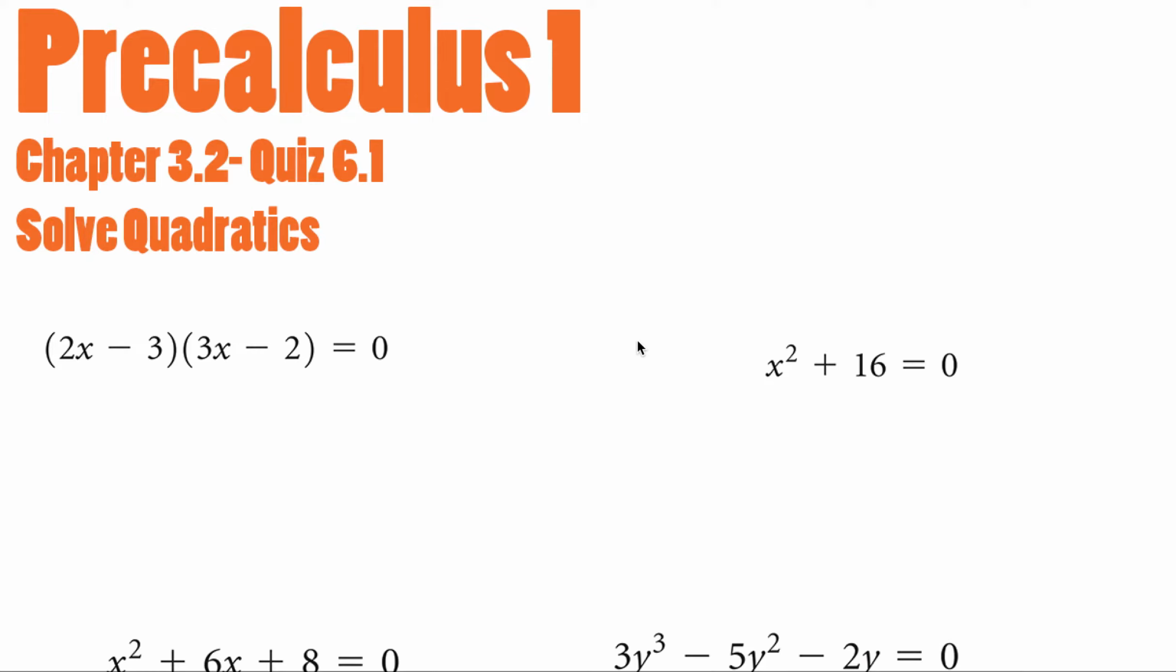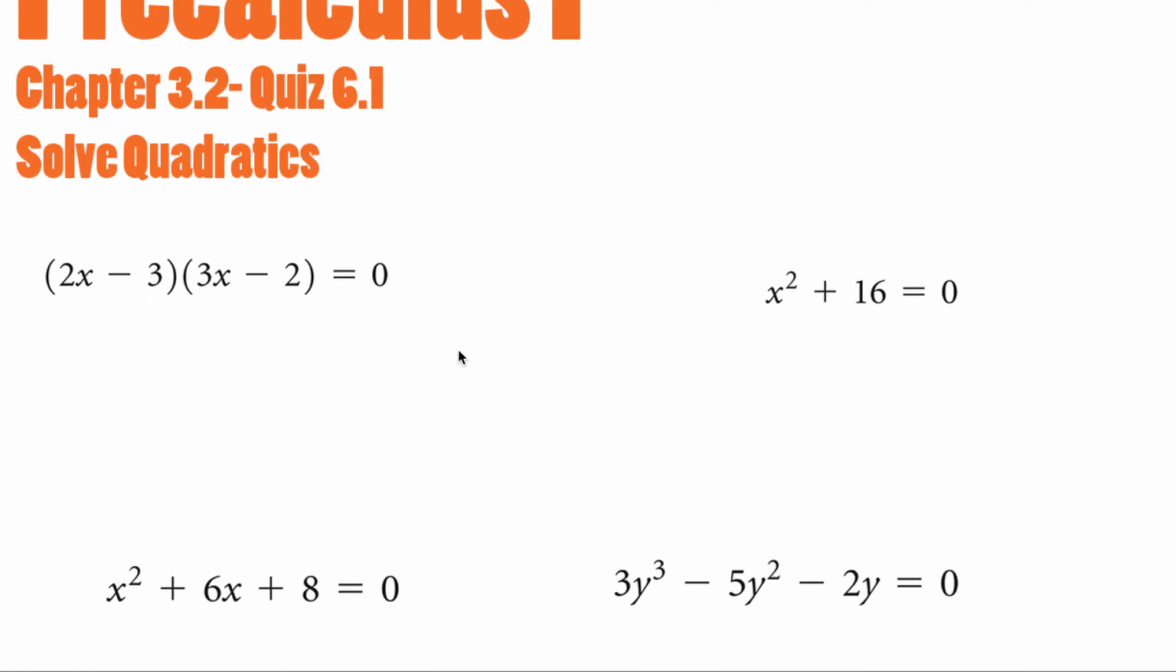So for this chapter 3.2 is solving quadratics. So the first one, this one, how can we solve this quadratic? Well, this one is already factorized, which means that it is two linear factors that are being multiplied, and both of them are equal to 0. Therefore, we have to split it into two.